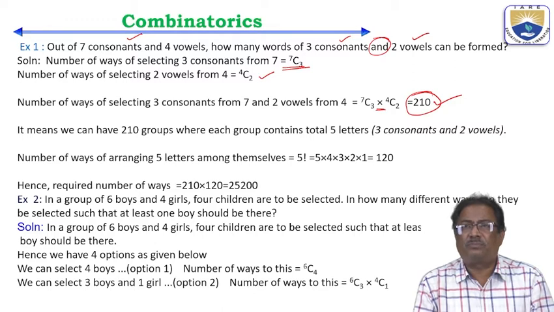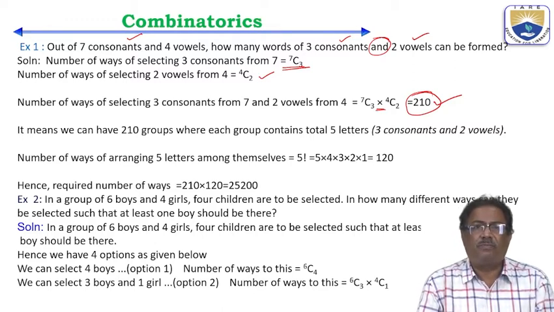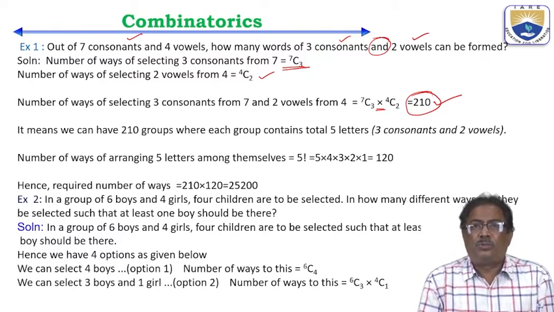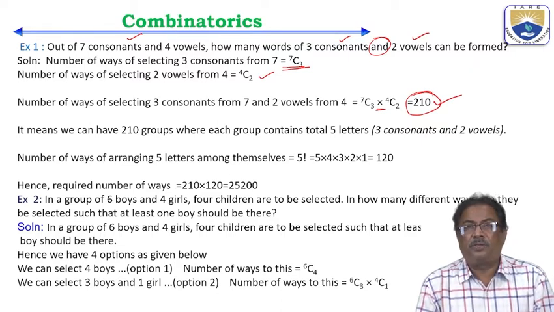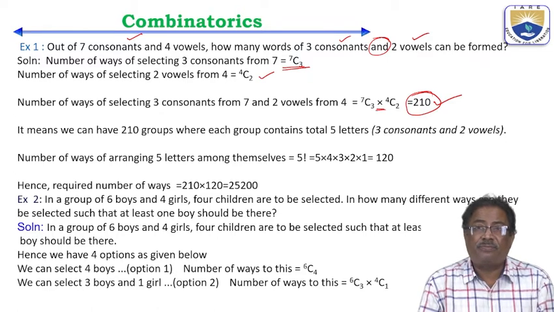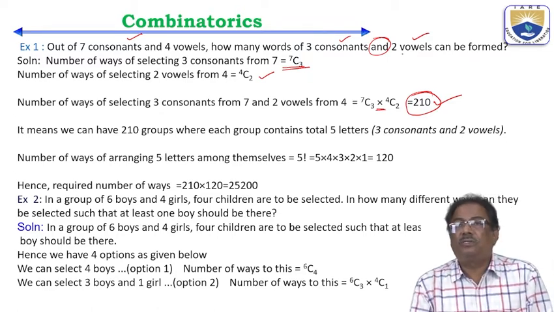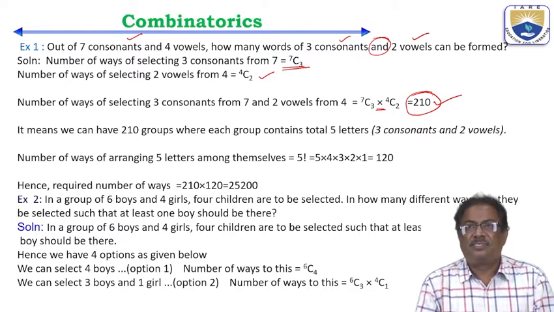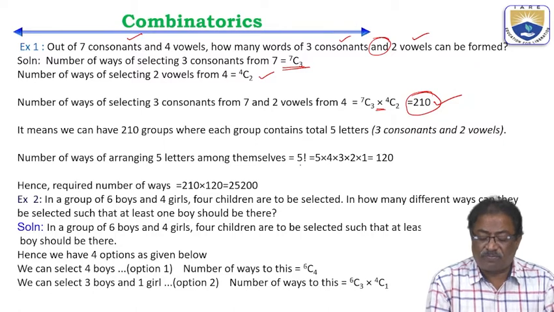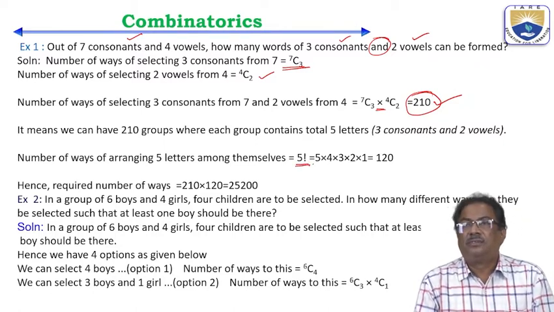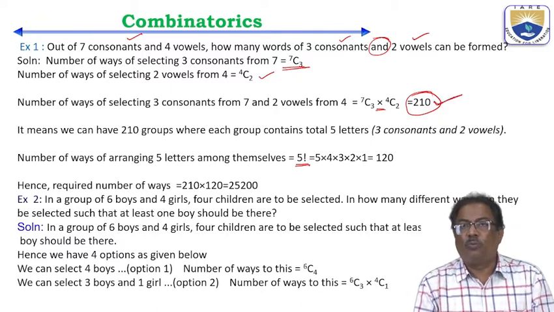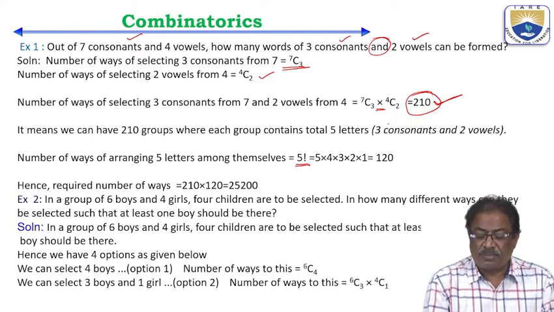So 7 consonants and 4 vowels, how many words of 3 consonants and 2 vowels can be formed? So here 210 will be there. Now there are 210 groups I am going to get, where each group contains 5 letters, 3 consonants and 2 vowels. And those 5 letters among themselves, how many possible arrangements are there? 5 factorial possible arrangements are there. So there are a total of 210 groups, each group having 5 factorial ways.